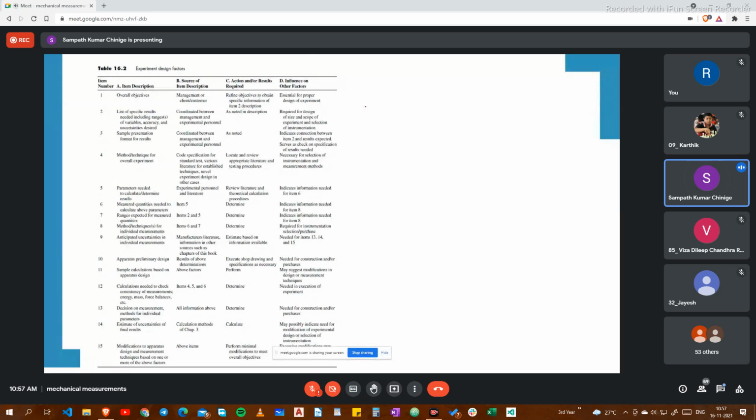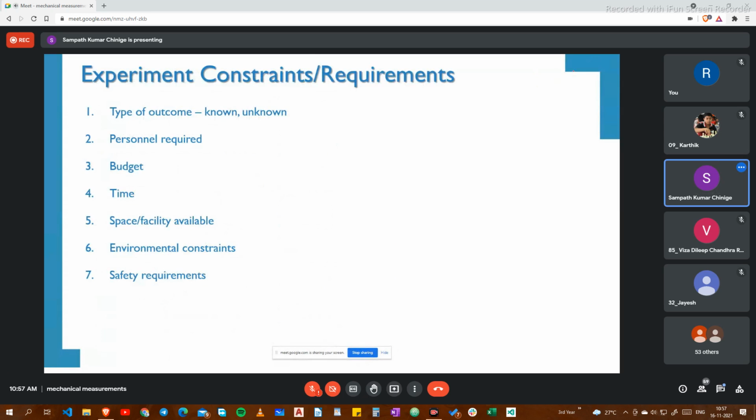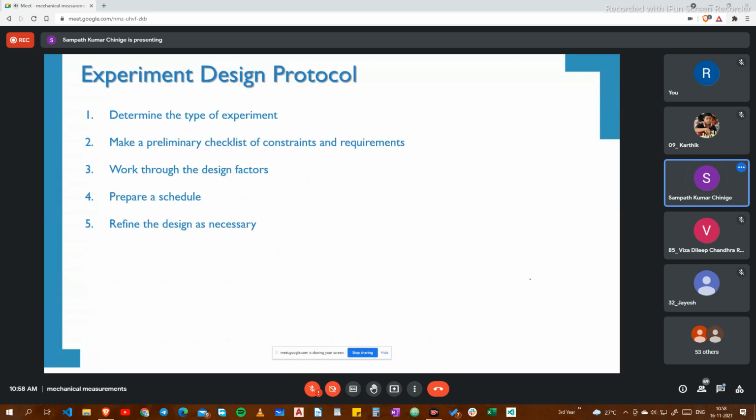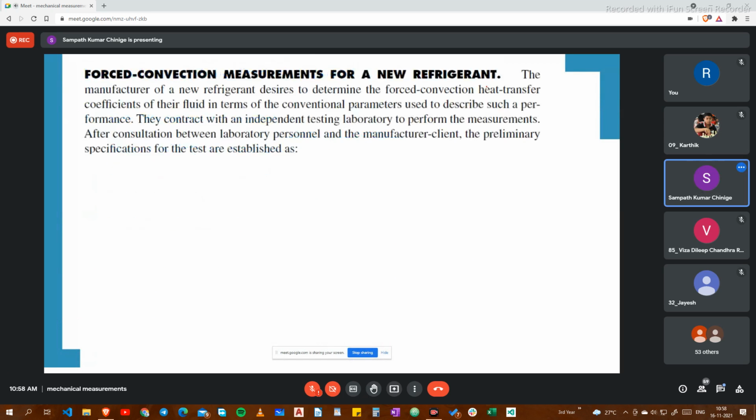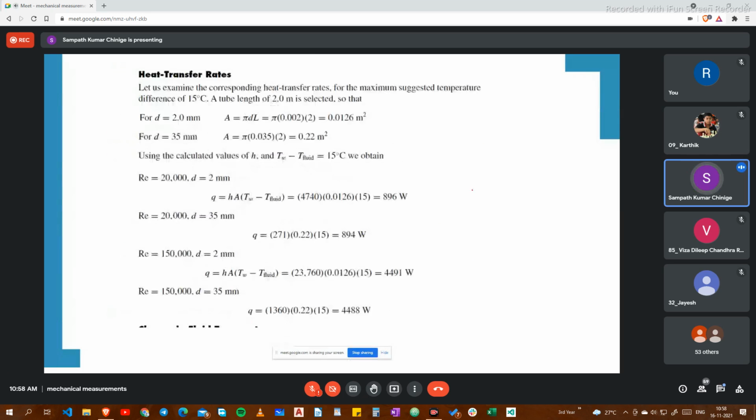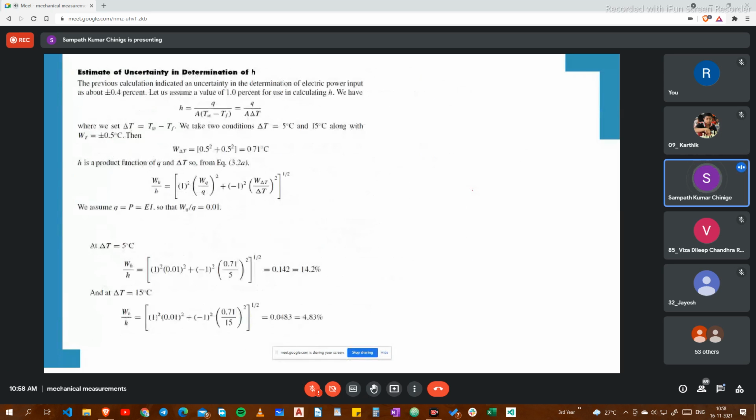First, we have seen the different kinds of experimental classification. Now we will also look at the design factors. What are the factors that are actually constraining your experiments, and the factors which you have to follow while designing the experiments? Next is a design protocol which can be generally applied to most experiments. And one example on that: how do we do this design protocol? One example I will try to spend some time on.